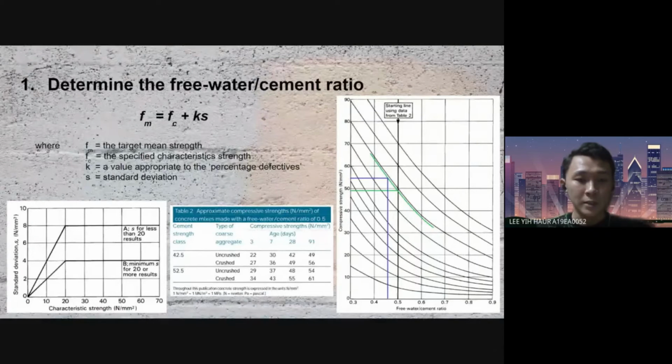We will estimate the compressive strength for the free water cement ratio of 0.5. After finding the compressive strength, we will plot a graph parallel to the printed graph, the green color line, until it intercepts a horizontal line which intercepts with the blue color line through the ordinate representing the target mean strength. Then from here we can determine the free water cement ratio.